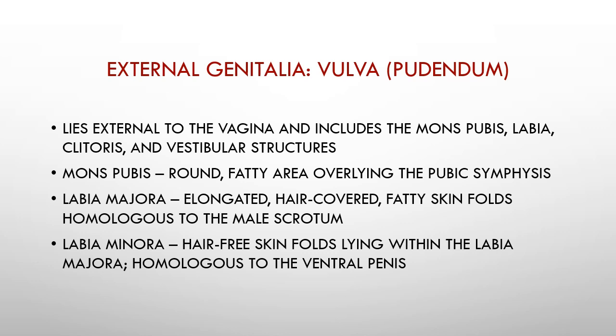We then have the labia majora and labia minora. The labia majora are the outermost covering to the vaginal canal itself. As we said before, this is homologous to the male scrotum. The labia minora are just inside and a little bit more medial compared to that of the labia majora. And these structures originate from similar structures as that of the ventral side of the penis. And so the same skin that forms the ventral side of the penis forms the labia minora as well.